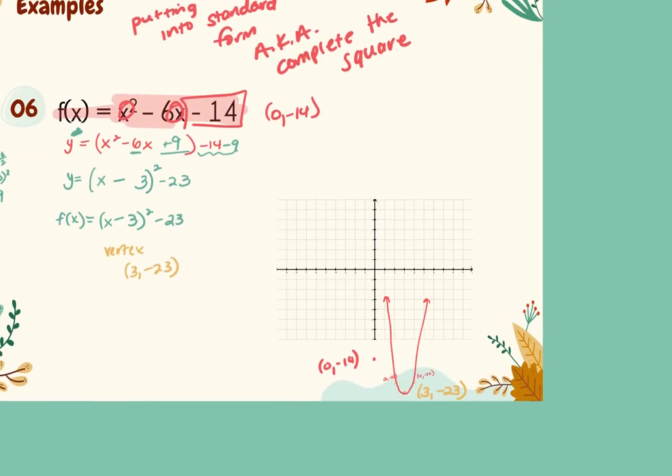What's your axis of symmetry? X equals 3. Again, got to be the x equals because it's got to be an equation. What's your domain? Negative infinity to positive infinity. What's your range? What's the lowest y? Negative 23 to positive infinity.